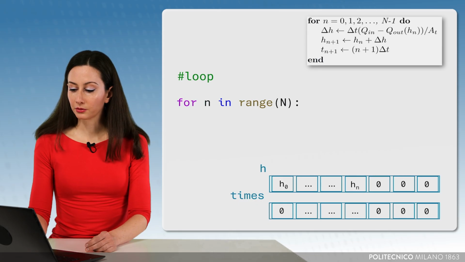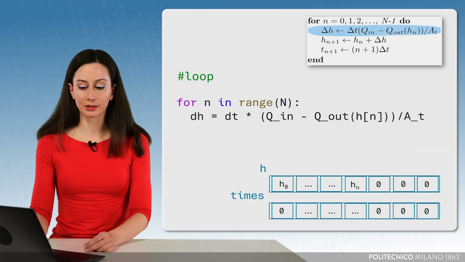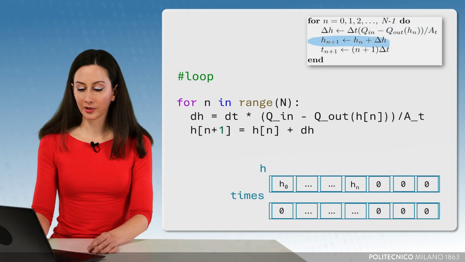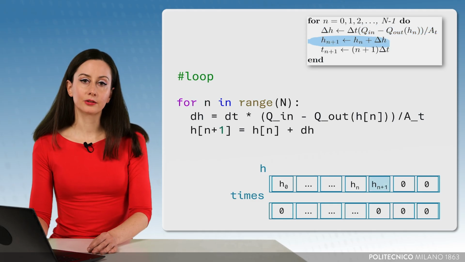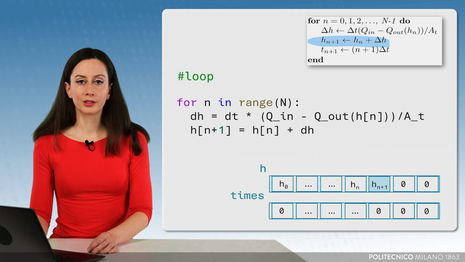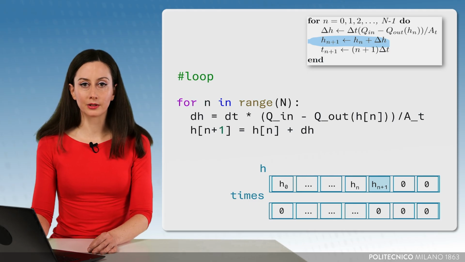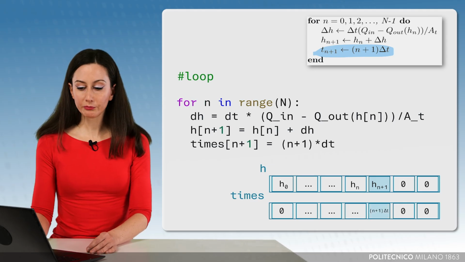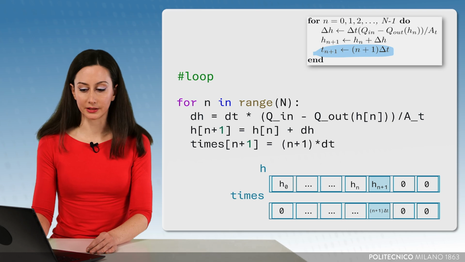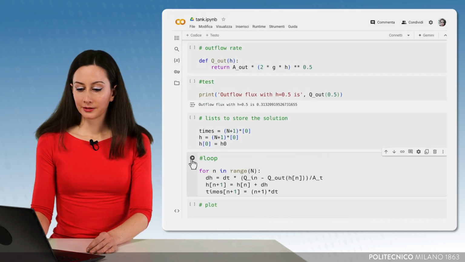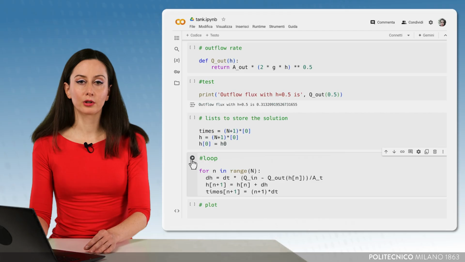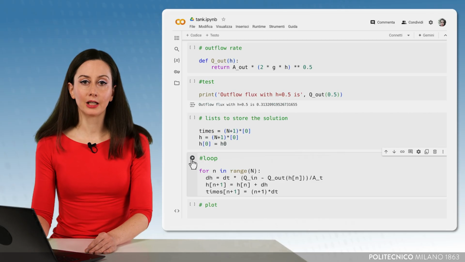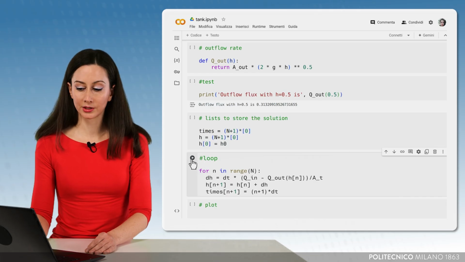First of all, what we can do is to compute the water level change in a time step depending on inflow, outflow, time step, and area. Then we can add this delta to the old value of h, obtaining the new one, and we can store this new value in the list in the right place. And finally, we can save the corresponding time, which is n+1 times the delta t. Now, by simply running this short block of code, we are performing a very large number of operations, and at the end, we will have all the discrete values of h.